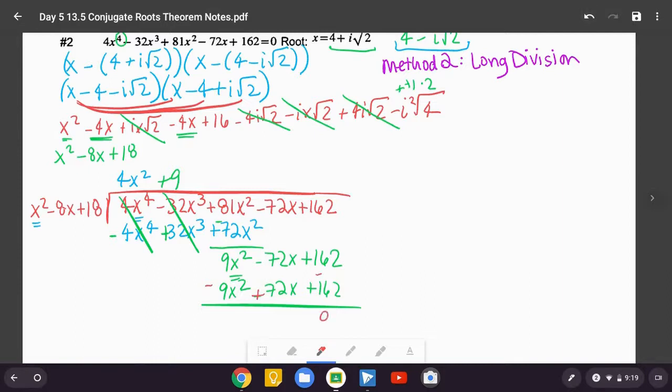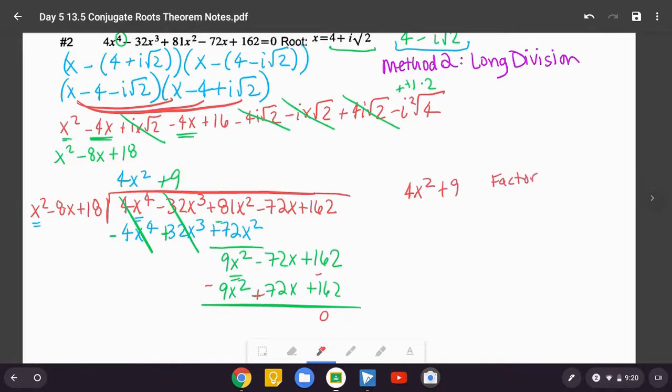You'll notice all these cancel out, and the remainder is 0, which is great because if I have factors that should divide in evenly, I should have a remainder of 0. All right, so now I just need to look at, well, how do I solve the remaining 4x squared plus 9? Remember, we had our choices of we could try to factor.